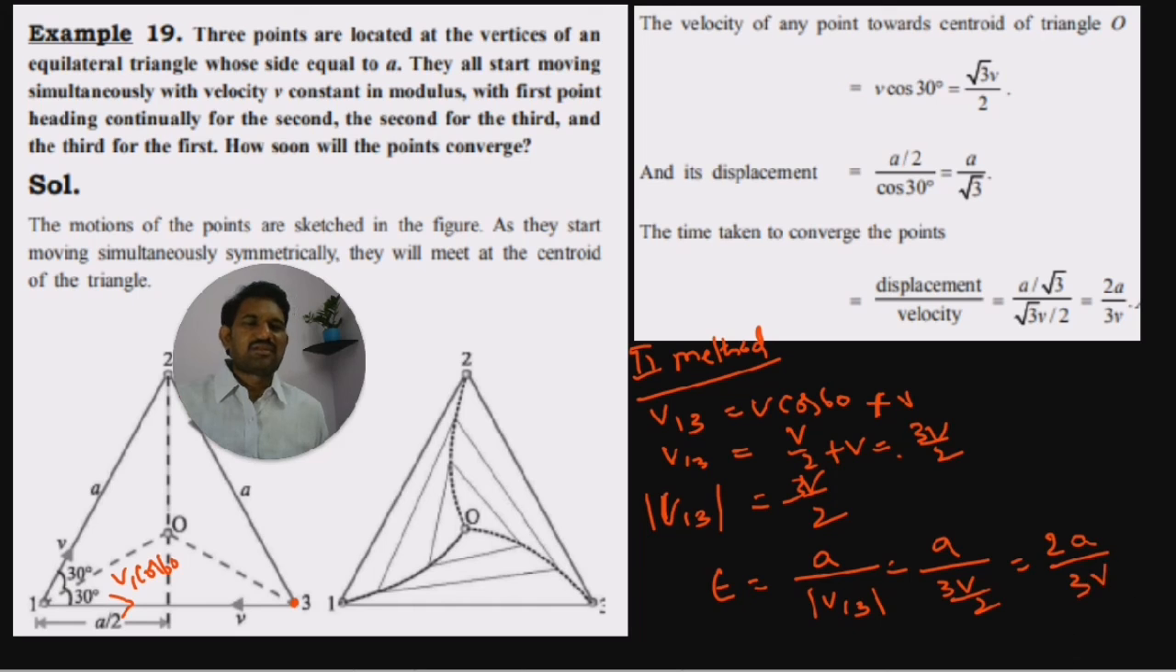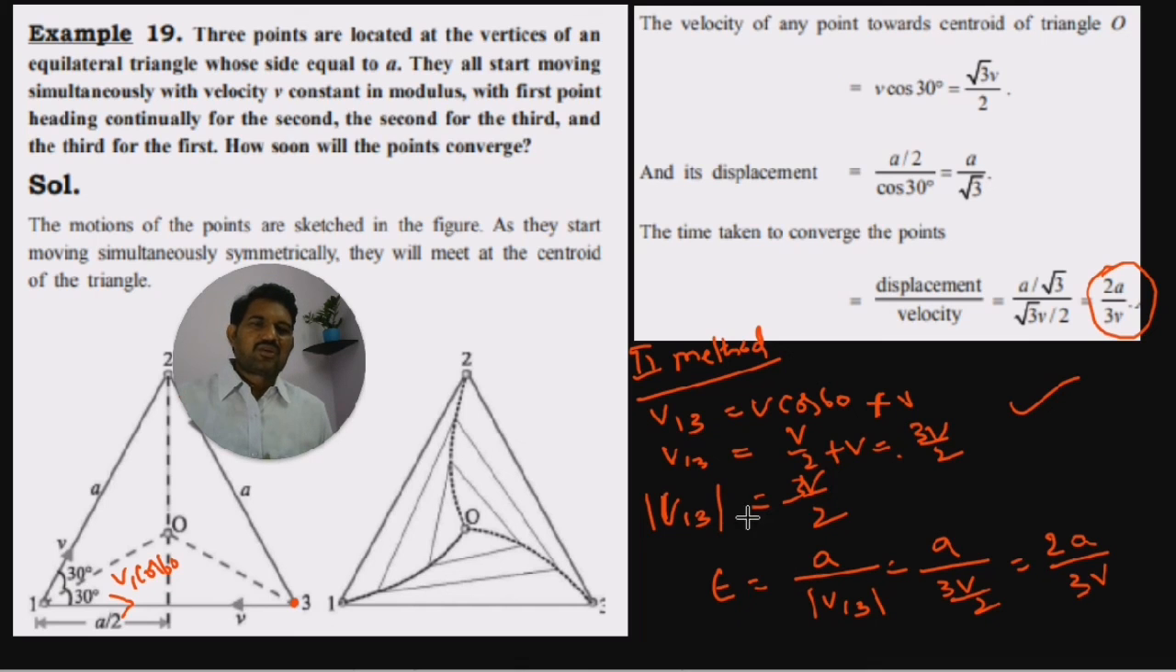Right? So you can observe that here also we are getting the same answer, 2A by 3V. So this will be the general method, and so I tried to solve by the second method here. Because we are solving by the relative velocity concepts, you can solve these problems by relative velocity concepts here, right?